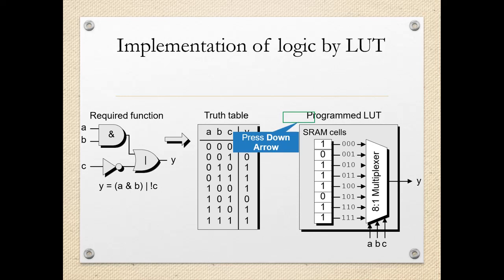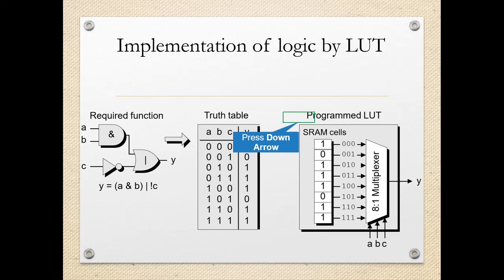It is implemented in the form of a lookup table. There are SRAM cells inside the FPGA architecture, and in that SRAM cell the output is stored bit by bit. The output corresponding to A equal to 0, B equal to 0 and C equal to 0 is stored at the first place, and then that 000, that is the input, will act as a pointer, and then it is given to the multiplexer.